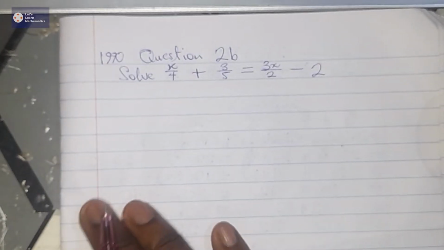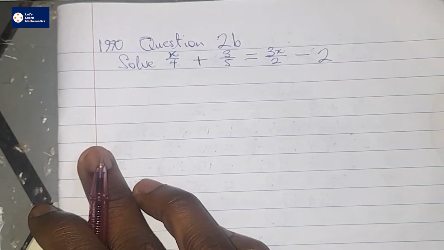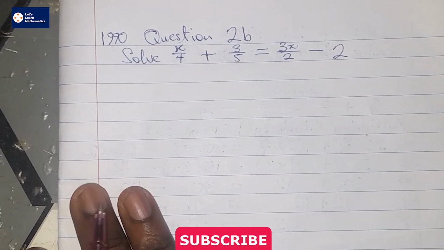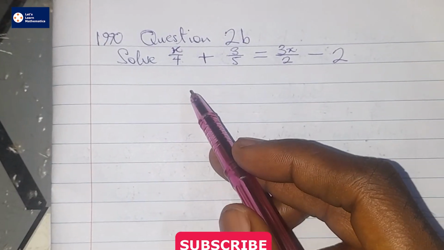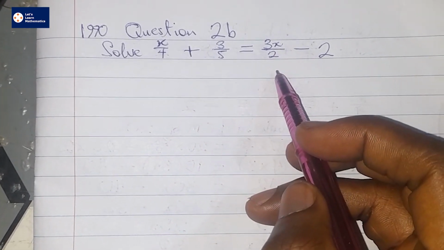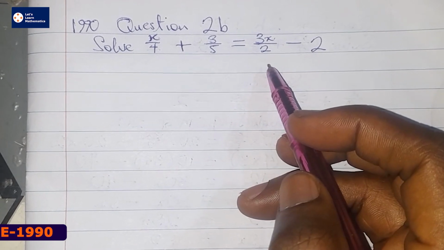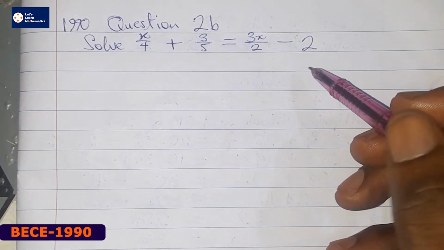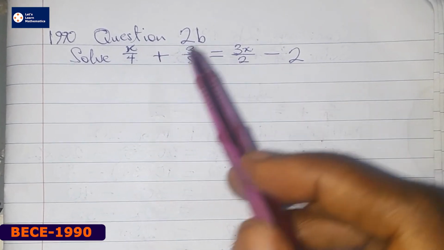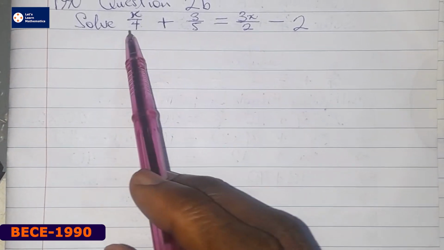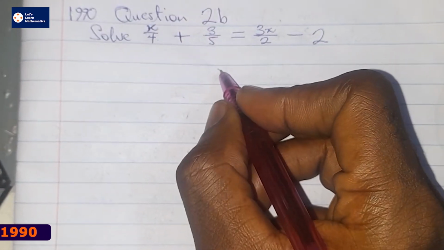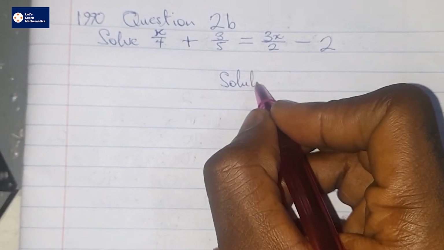So in this question we are to solve for x: x over 4 plus 3 over 5 equals 3x over 2 minus 2. I keep saying, anytime you are given a question, try to write whatever expression or equation that came with the question first. So let's do that. That will be the first thing that we do.